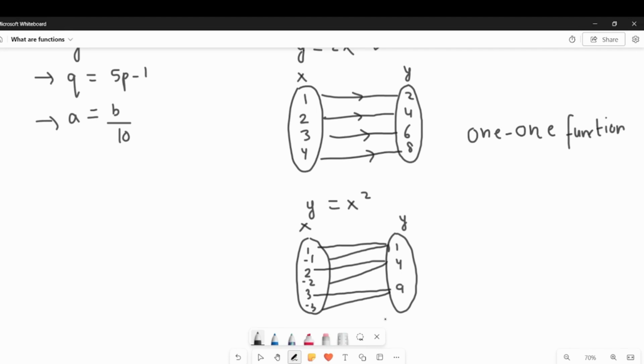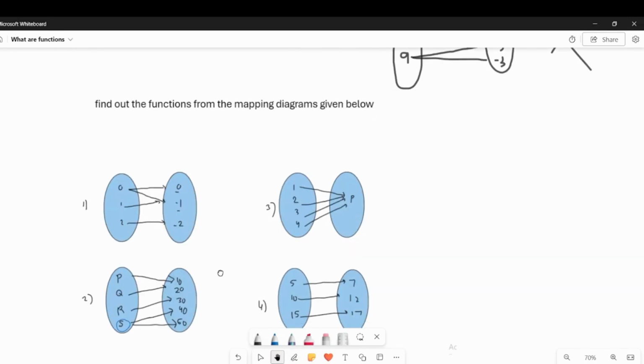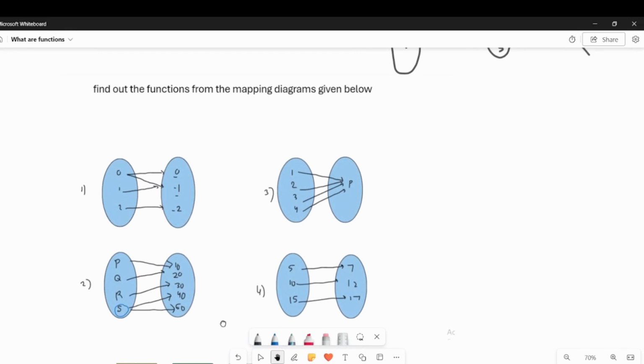Now do not confuse this that they are two inputs having the same output. That's not a problem. We did not say this in the definition at all, that two inputs cannot have the same output. What we said, that every input must have only one output, and that is clearly happening here. So we can see here that this relation will be a function, right? So here are some examples.